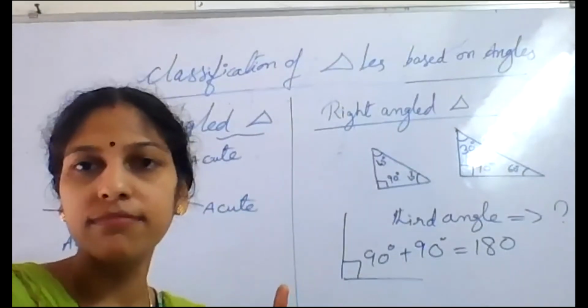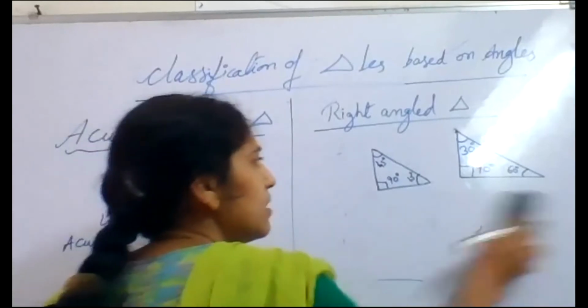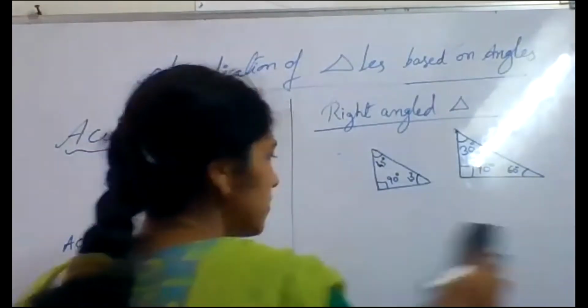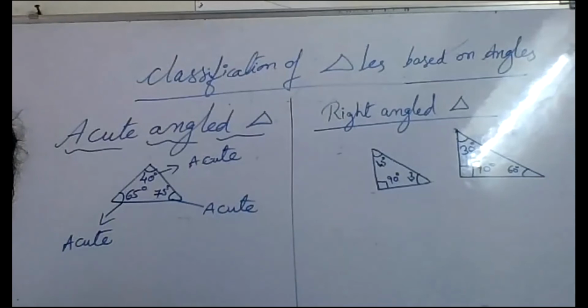All of you? Yes, ma'am. Right angle means 90, ma'am. Yes, you forgot. Achyut, you are staying in the village, you forgot.